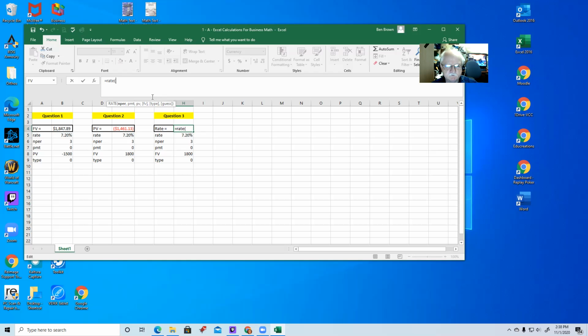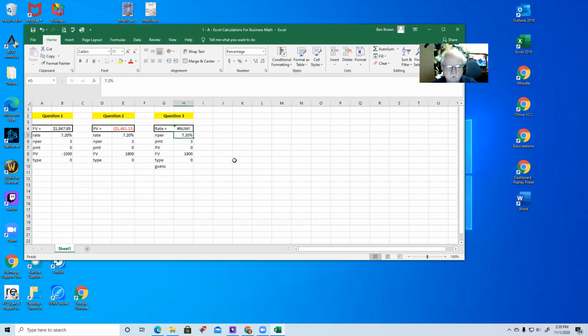So let's fill in some blanks here. We'll have this, comma, this, comma, this, comma, this, comma, this. And we get another one here. So it'll look like that. It won't make any sense yet. So now we're looking at N, per, payment, present value, future value, type in the right place, and guess.